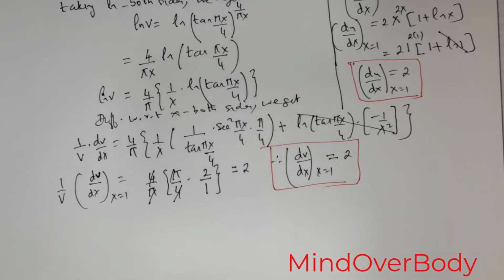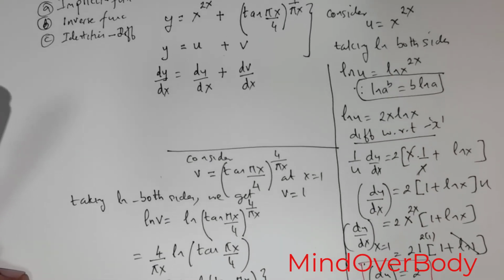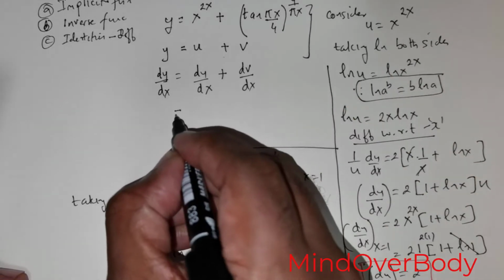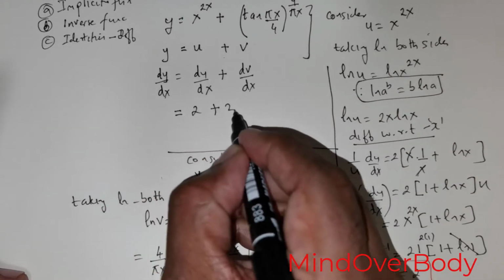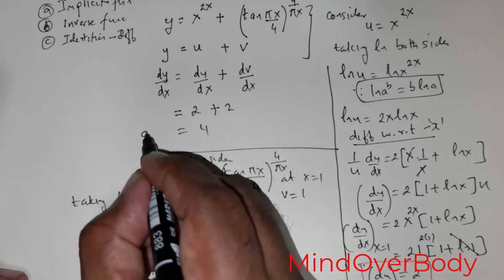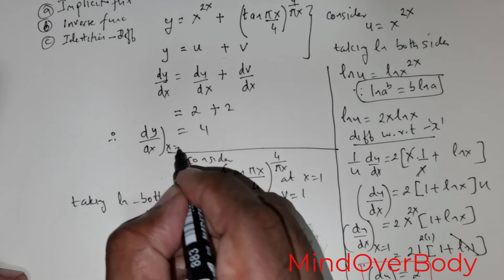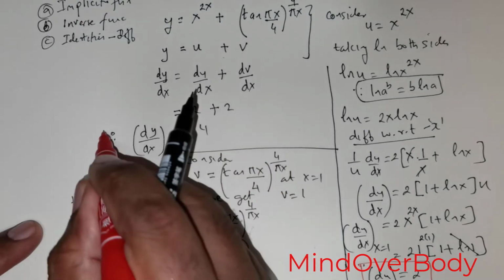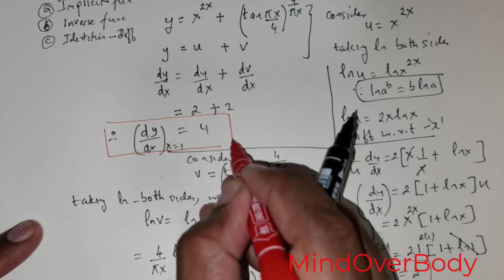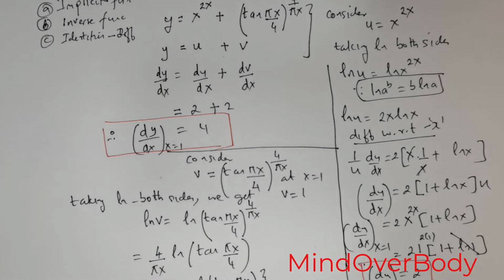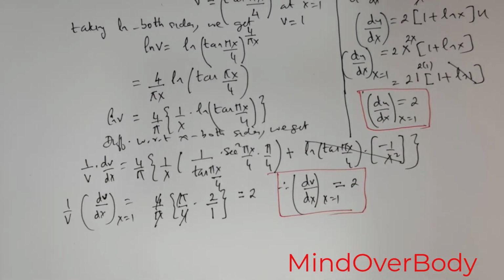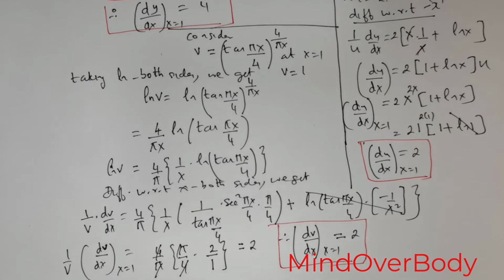So if I were to go back to the original question, so this is equal to 2, this is equal to 2, so this is equal to 4. So I can state therefore dy over dx at x is equal to 1 is equal to 4. So that completes the solution for this beautiful question. Students, we'll move on to the next one.